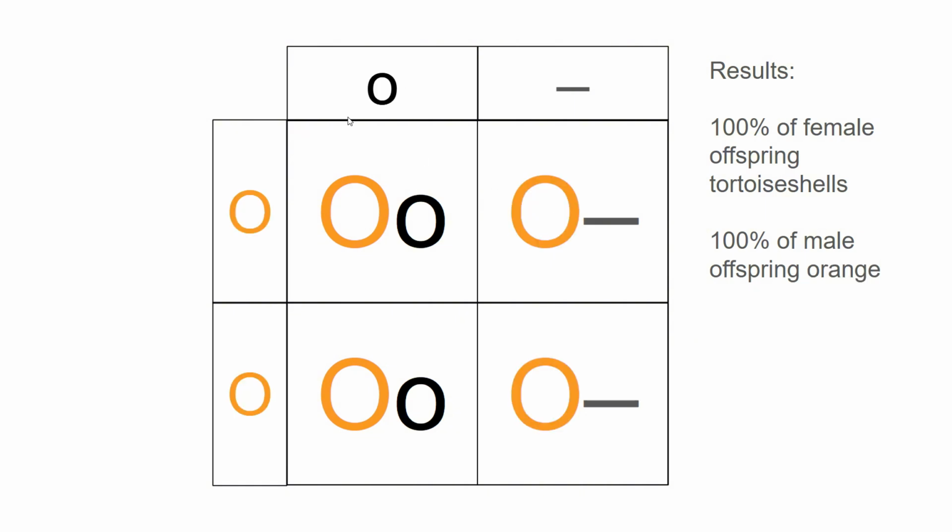Here's another example of it. It has similar results. However, all the male cats would be orange instead of black. So basically, male cats cannot get orange genes from their father. They can only inherit them from the X chromosome of their mom.